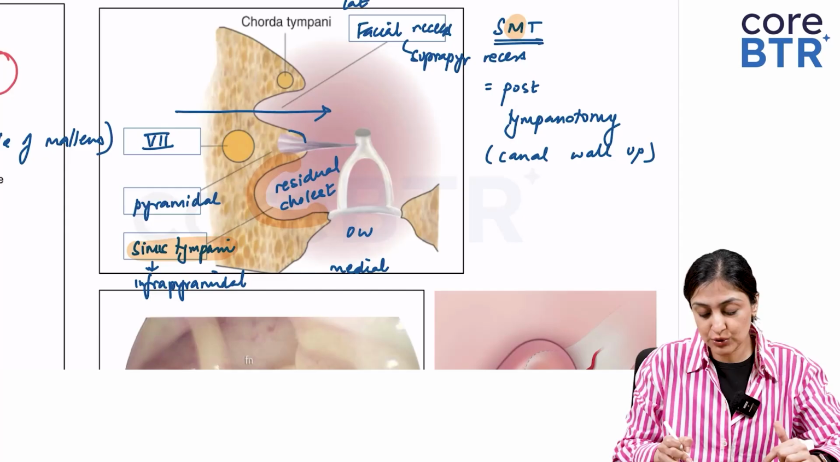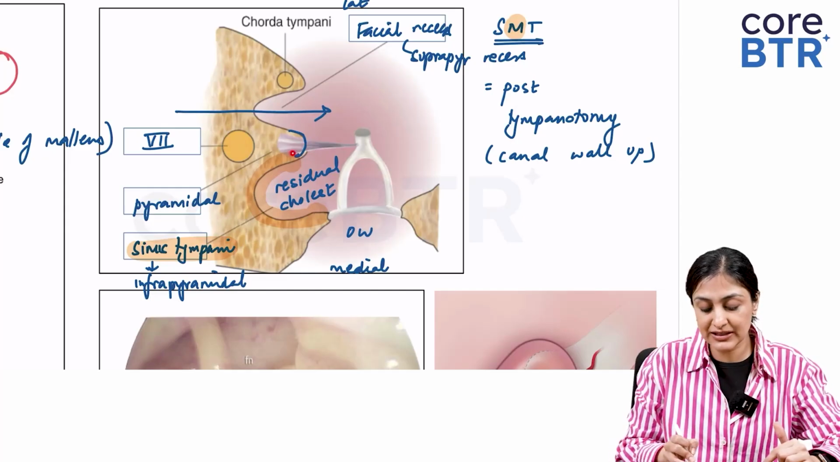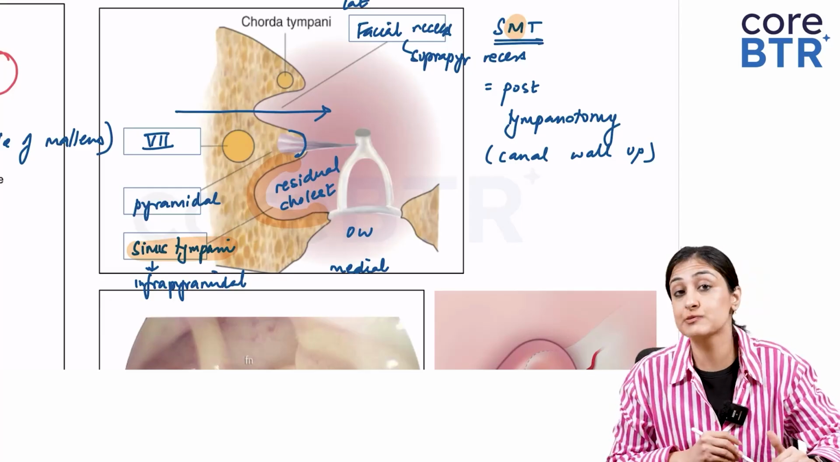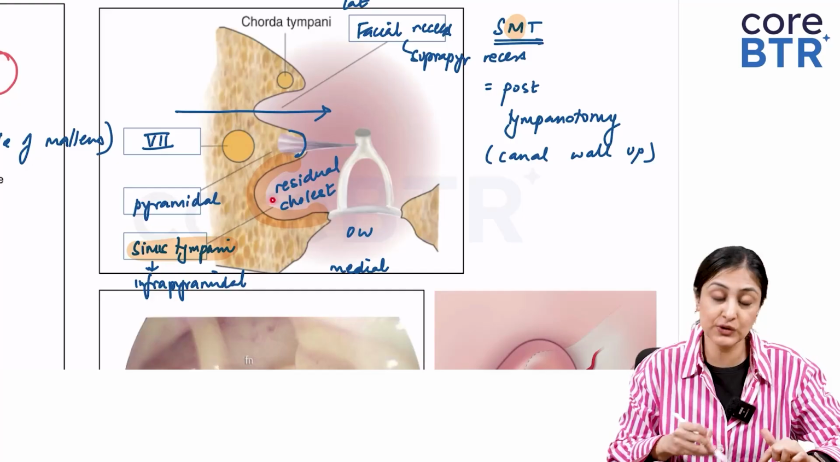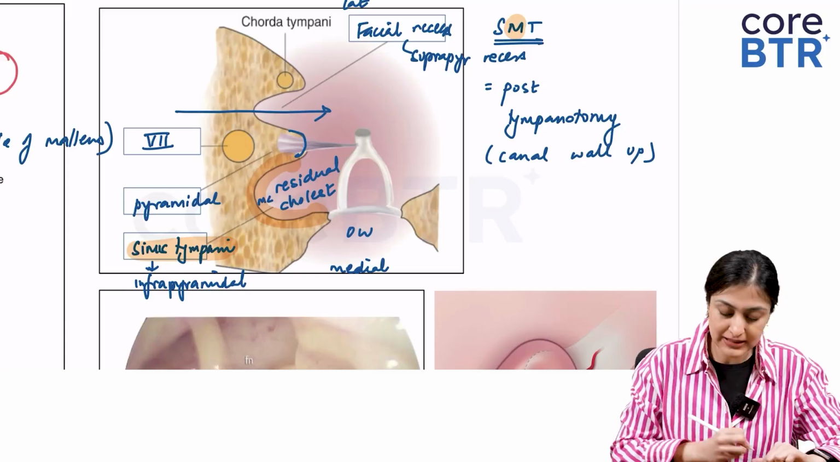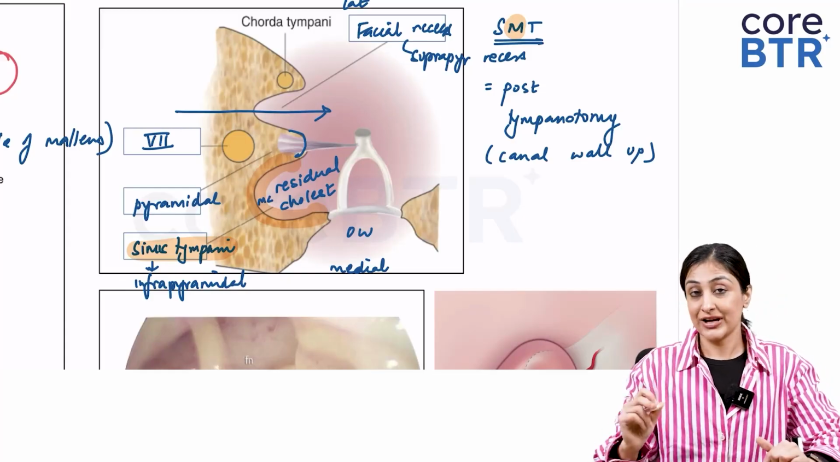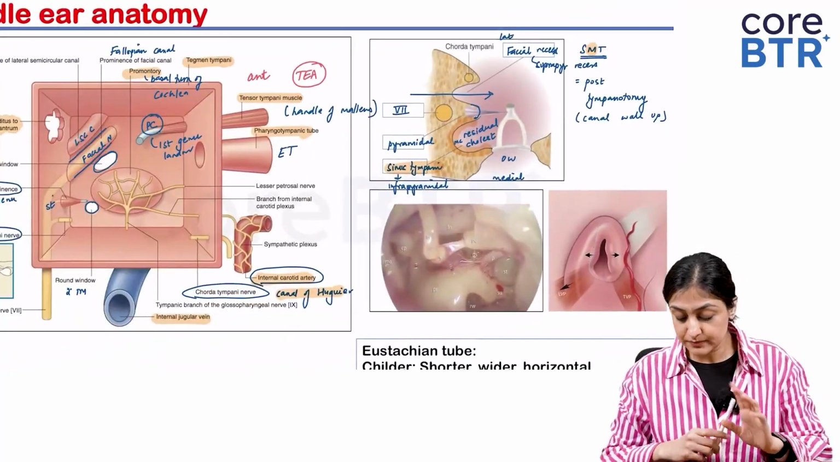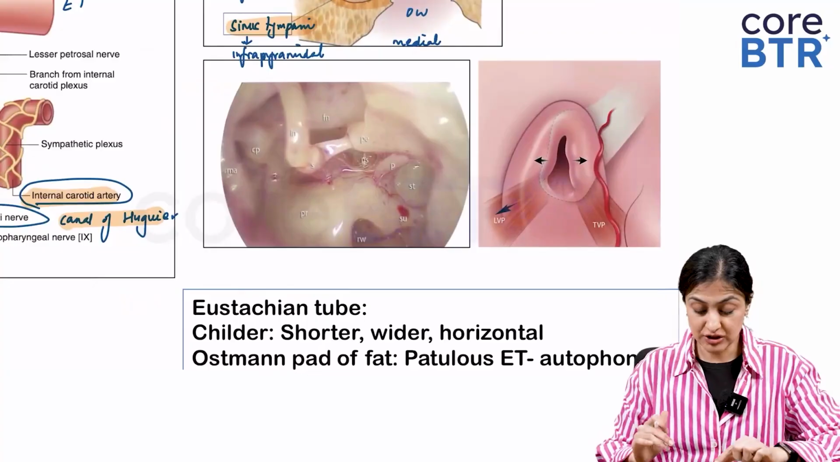Because they cannot see this part. They are coming through here and this pyramid is obscuring their view of the sinus tympani, and that's precisely the reason why the most common site of residual cholesteatoma is going to be the sinus tympani, right? So we've done posterior tympanotomy. Now let's add on to this knowledge a little bit, okay?